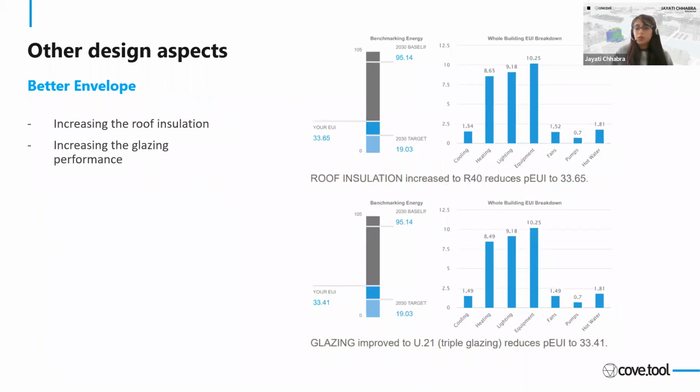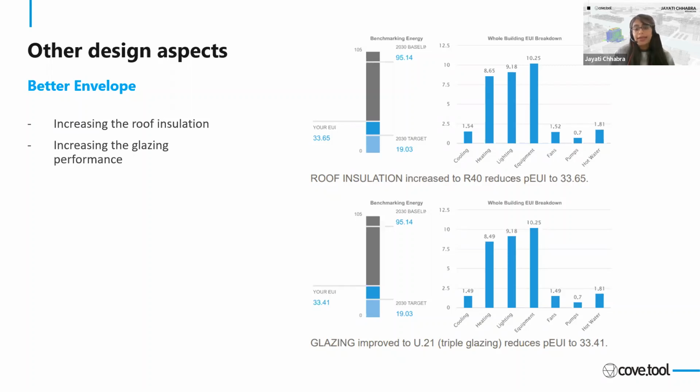Next, envelope usually has a great impact on healthcare projects. For this one, they increased the roof insulation value to R40, and that had a significant impact on the predicted EUI for the baseline project. It came down to 33.65. Increased wall insulation offers additional energy savings as well. But where possible, increasing the roof insulation has priority over adding wall thickness for additional insulation.